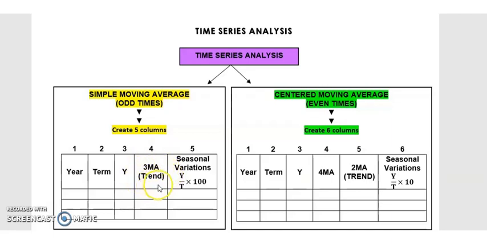So how to find trend values using simple moving average? We find the average of 3 shifts first, for example. Why 3 moving average? Because we have 3 shifts. If let's say you need to focus by days and there are 5 days, then here will be 5 moving average. Then the last column, the fifth column, is seasonal variations.